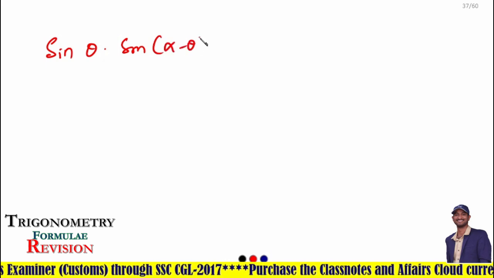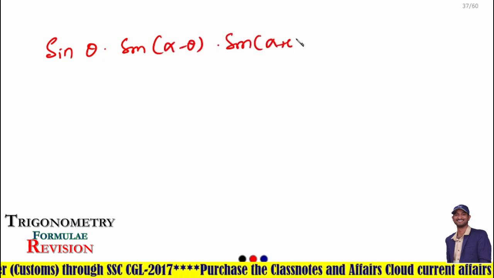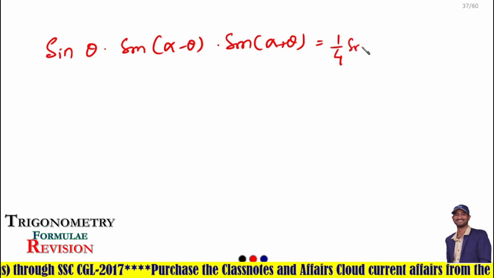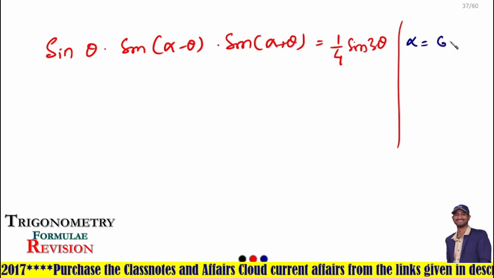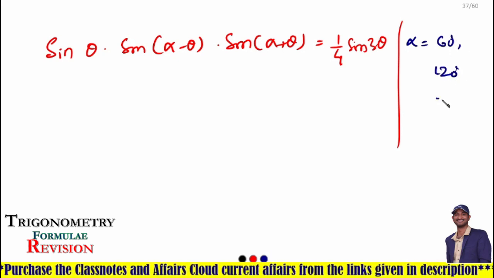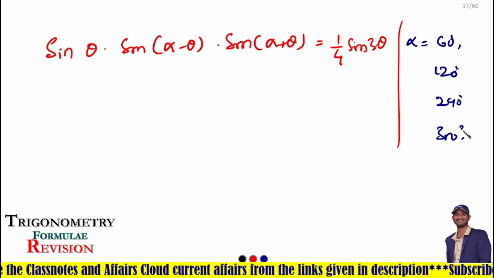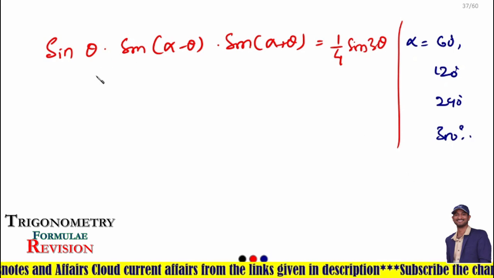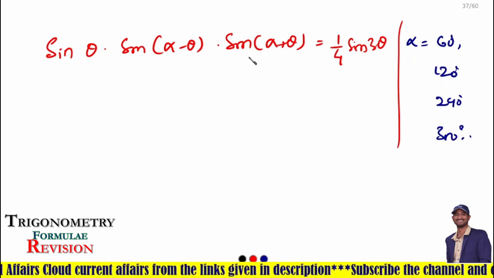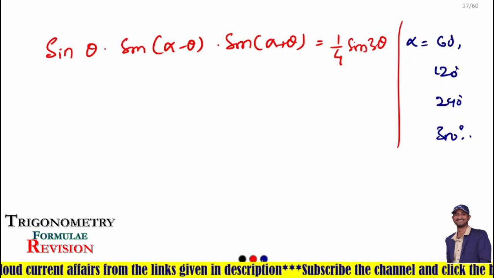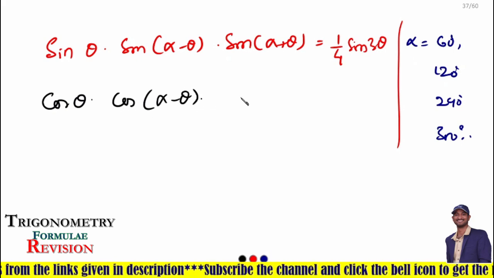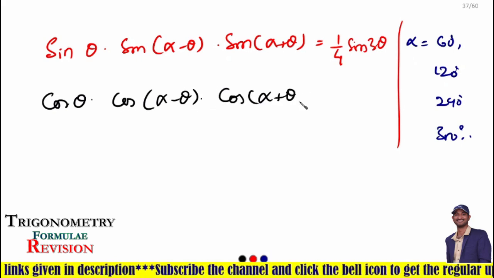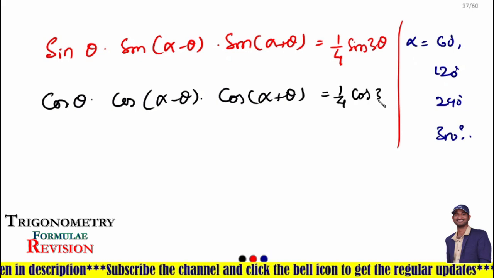Sine theta, sine alpha minus theta, sine alpha plus theta is always equal to 1 by 4 sine 3 theta, where alpha is 60 degrees or 120 degrees or 240 degrees or 300 degrees. Theta is any angle. Okay, sin theta, sin alpha minus theta and sin alpha plus theta, their product is 1 by 4 sin 3 theta. Similarly, cos theta, cos alpha minus theta, cos alpha plus theta is 1 by 4 cos 3 theta.